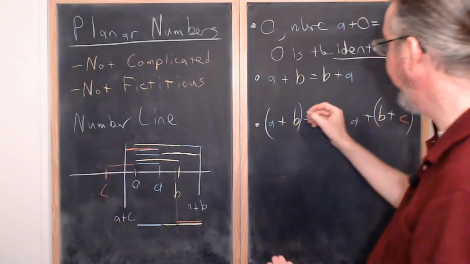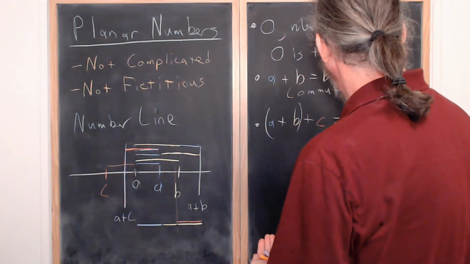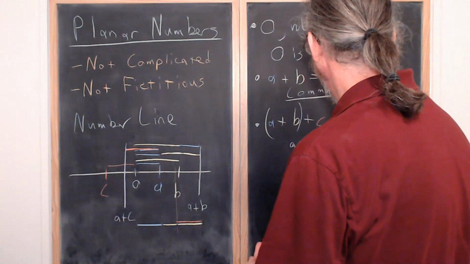I should mention that this property here is called commutativity, and this property here is called associativity.